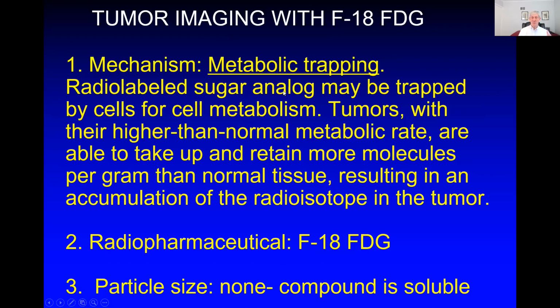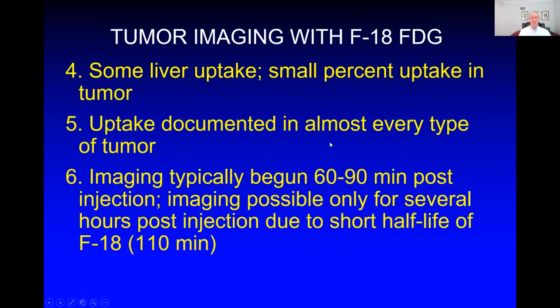Sugars, by definition, are metabolizable. This one is not. So it's a sugar analog, and it's taken up because the tumors have a higher than normal metabolic rate, and they're picking up this sugar analog, as is normal tissue, but they're picking it up much better. And so we end up with a higher ratio of activity in the tumor compared to the surrounding tissue.